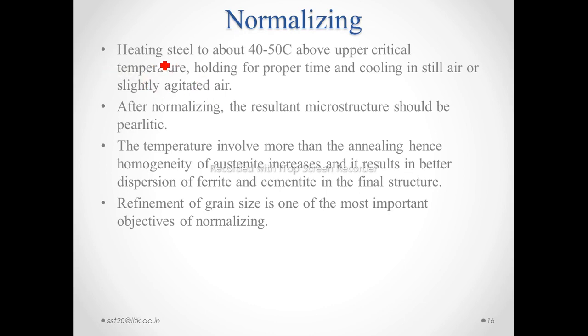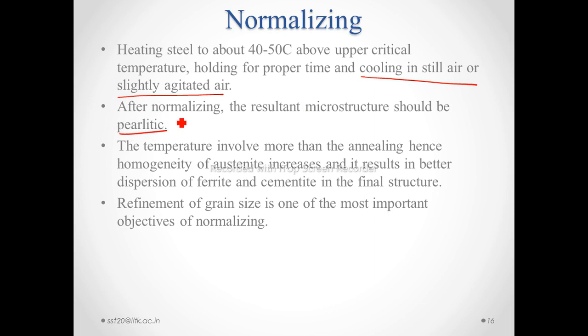In this process, we heat the steel to about 40 to 50 degrees Celsius above the upper critical temperature, hold it for the proper duration of time, and then cool. This cooling is different from annealing. The cooling is in still air or agitated air, whereas in annealing we do furnace cooling, that means slow cooling, to get the equilibrium structures. After normalizing we get a pearlitic microstructure. This is a perfect pearlite, we will get it here.